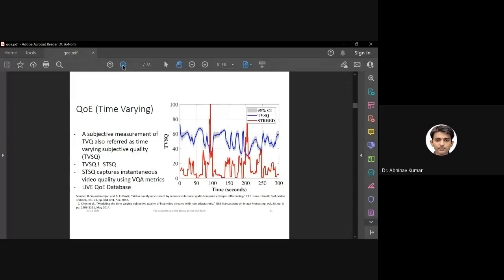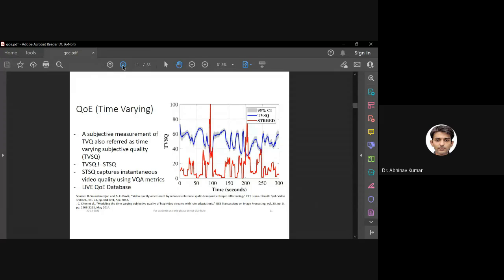Second thing is the time varying nature, right? So there are some existing studies which have tried to measure this time varying nature, and they have also come up with some suitable metrics. For example, a subjective measurement of time varying quality has been referred to as time varying subjective quality, TVSQ, right? But please note this TVSQ is not the same as STSQ, where in STSQ we are capturing instantaneous video quality using some VQA metrics.